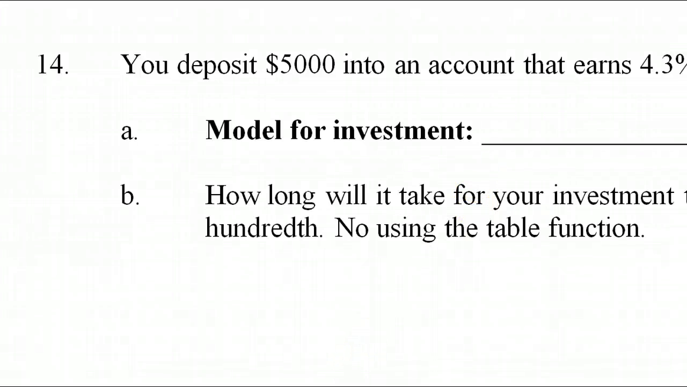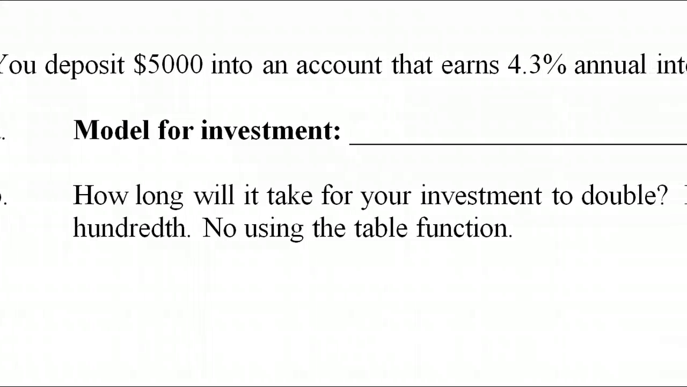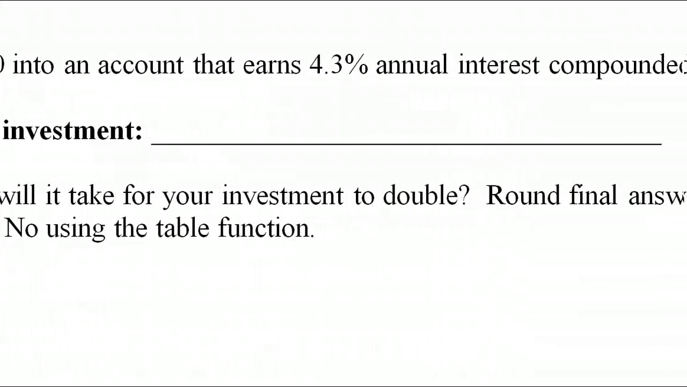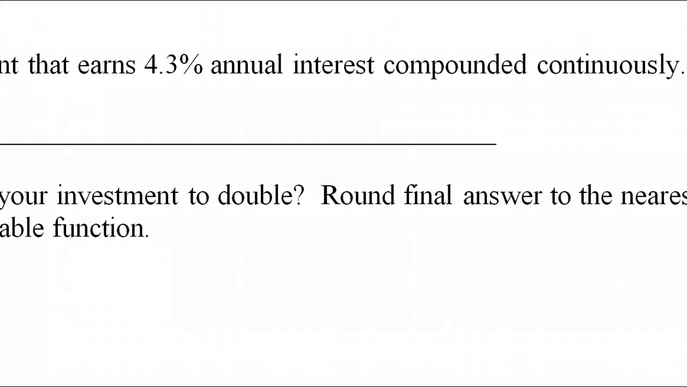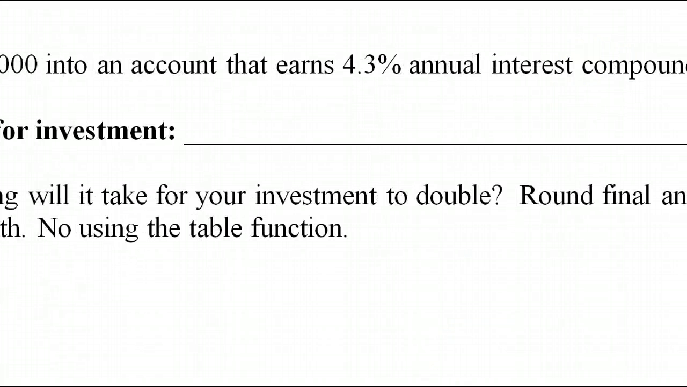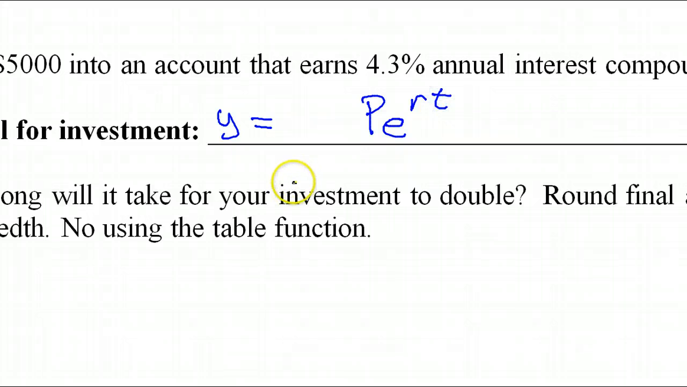14. You deposit $5,000 into an account that earns 4.3% annual interest compounded, bam, continuously. Right away, that tells me we're going to use that Pert formula. So let me set that up. I'm talking about y equals Pe to the rt power. This is the one we have to use.